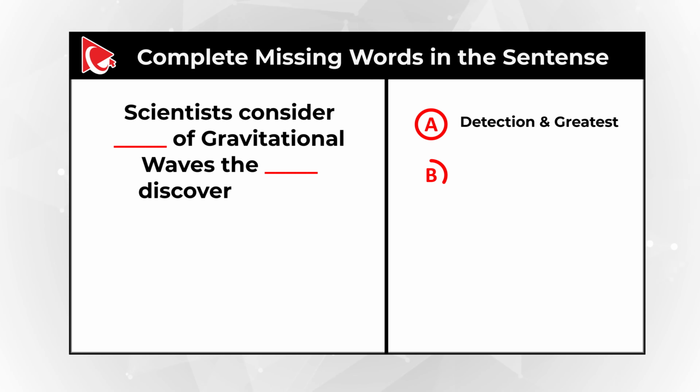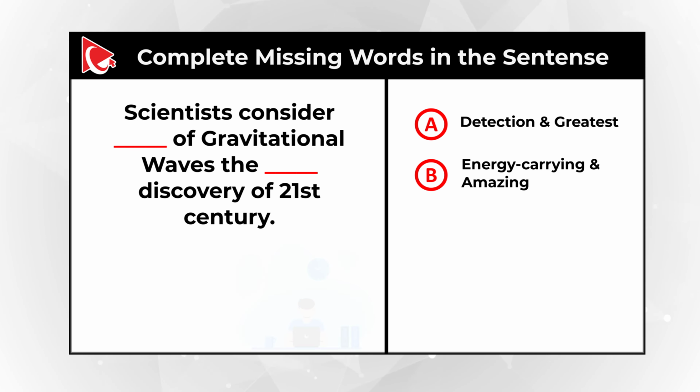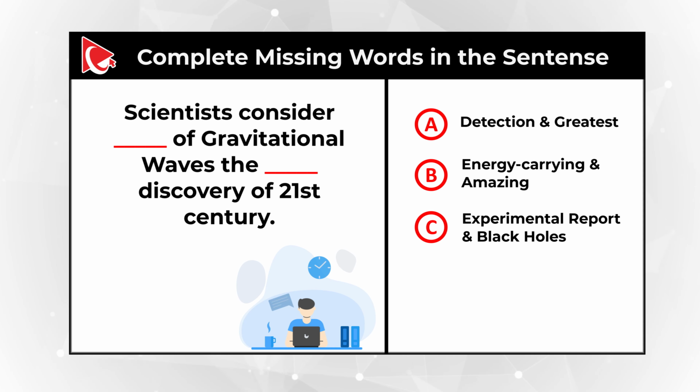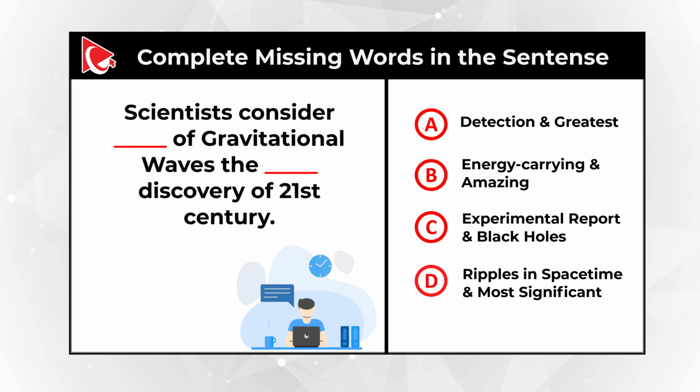Choice A, detection and greatest. Choice B, energy carrying and amazing. Choice C, experimental report and black holes. And choice D, ripples in space-time and most significant.